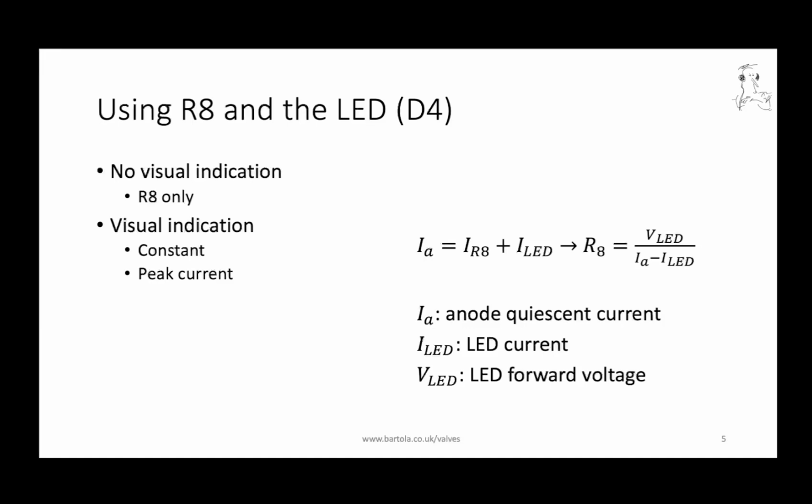You need to know your anode current, whether it's going to be the peak one or the constant one for which you want the LED to be turned on, the current that you want to flow through the LED when it's on, and the forward voltage of the LED. Those are the values you need to know.